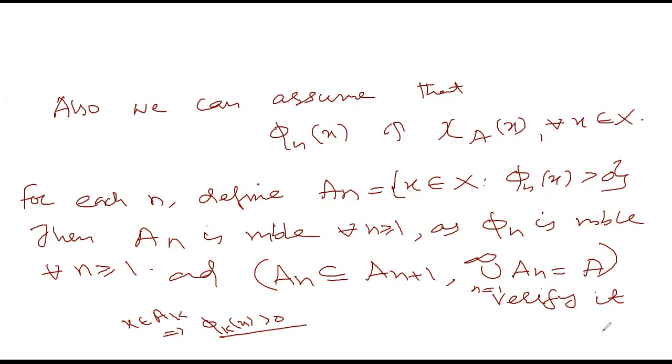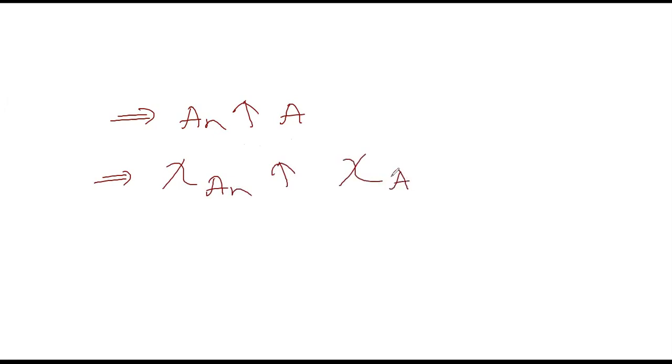Therefore, I can write this as A_n increases to A. That's the notation actually. A_n increases to A, and it follows that chi of A_n will also increase to chi of A. Also, it's given that phi_n increases to chi of A. So these two sequences of step functions, chi_{A_n} and phi_n, have the same limit.